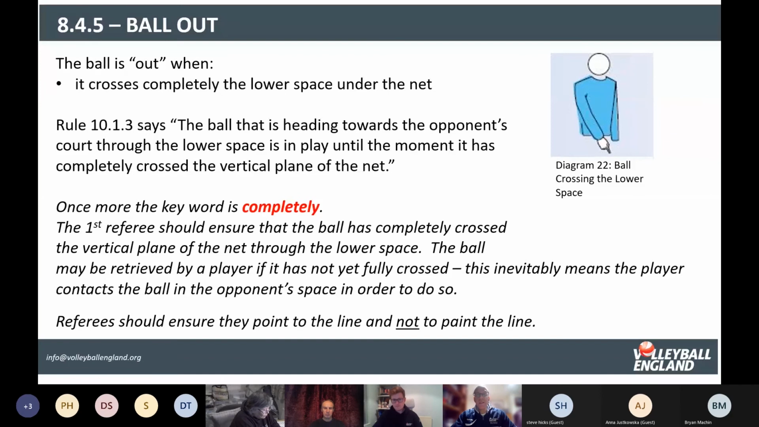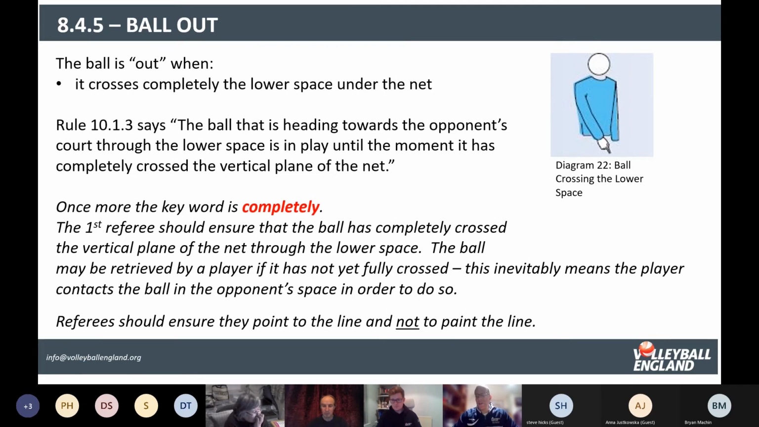Okay? So referees should ensure that if the ball goes through the crossing the lower space under the net and it's out, then you use signal 22 and you point to the line. And I mean point, you don't paint, none of this waving your hand up and down or whatever. It's a point. You're pointing at the line. It's the same as when a server touches the end line. You point to the end line, not the length of it. Players will know what you're talking about. You just point. It's the only time when, as a referee, you actually point.